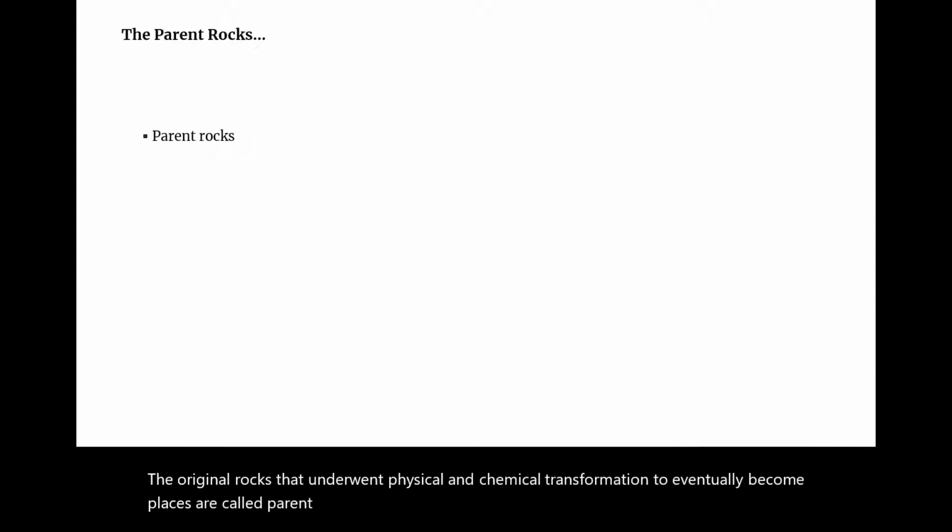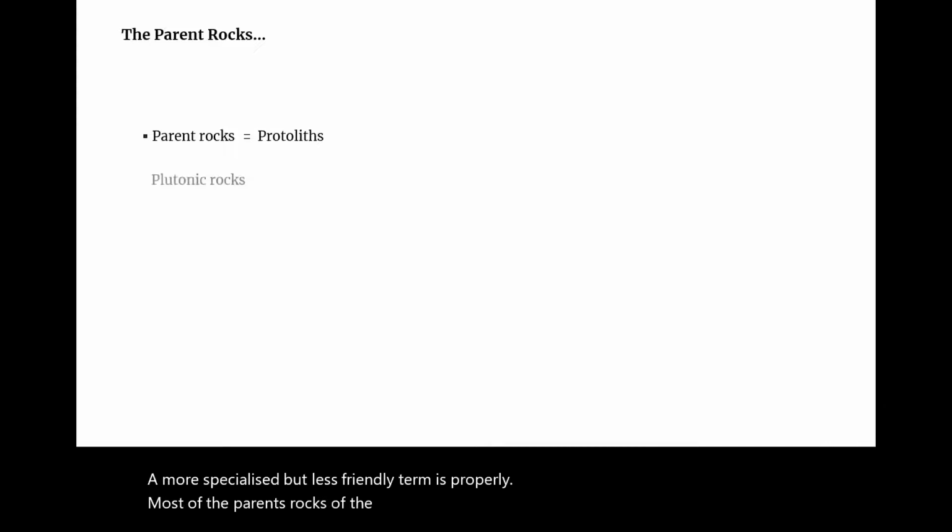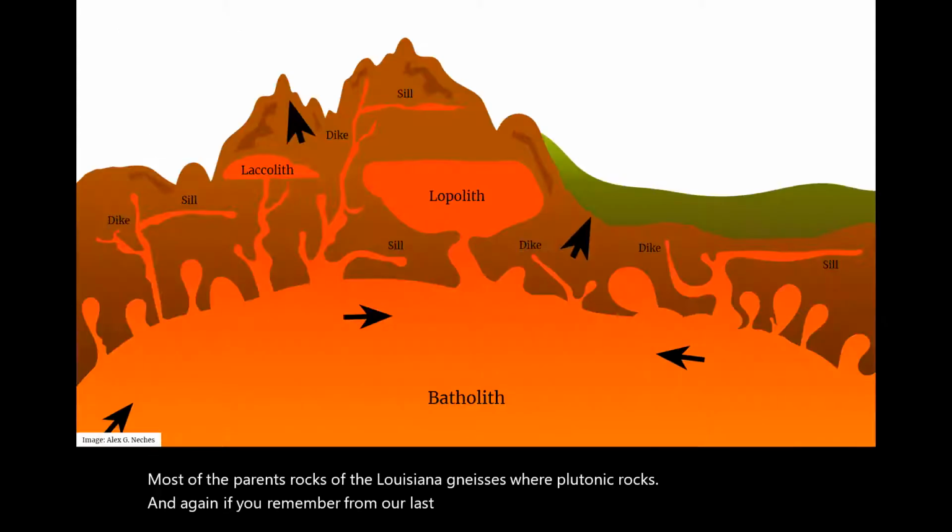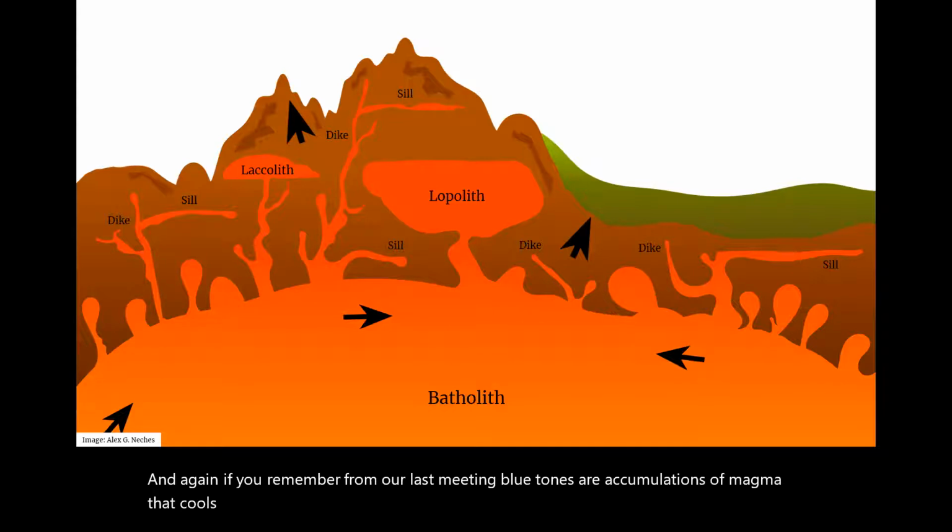The original rocks that underwent physical and chemical transformation to eventually become gneisses are called parent rocks. A more specialized but less friendly term is protolith. Most of the parent rocks of the Lewisian gneisses were plutonic rocks. And again, if you remember from our last meeting, plutons are accumulations of magma that cools down and solidifies into a variety of bodies before reaching the surface.